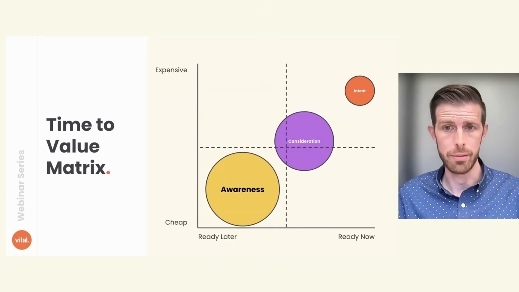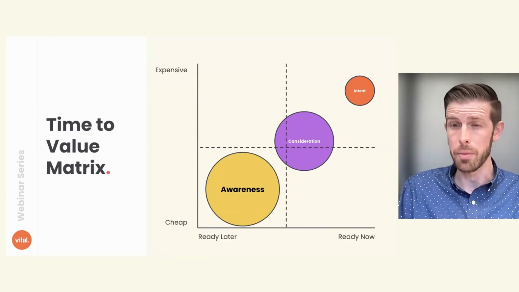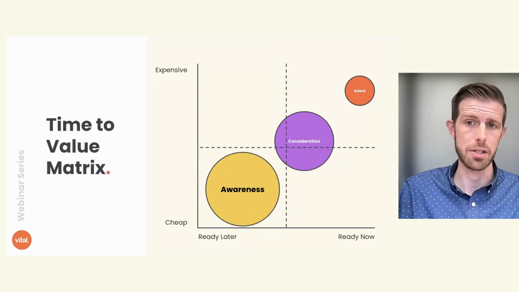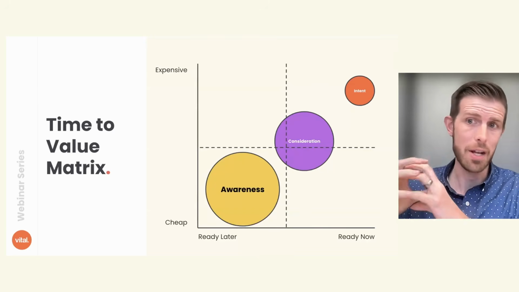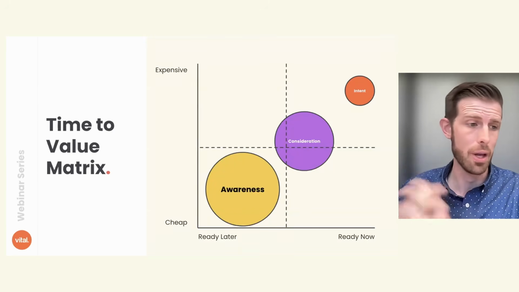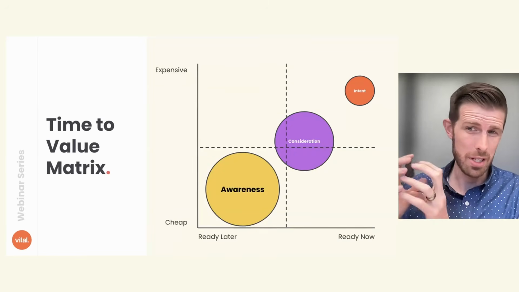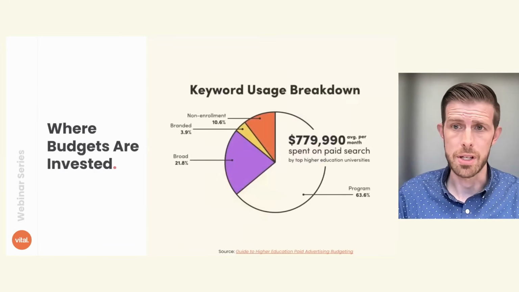Consideration, we're in the middle, right? A little bit more expensive, but they are a little bit closer to the intent stage where they're going to take a conversion action. And then the last one is intent. Those are the people who are ready now. They are ready to request info. They are ready to apply now. They are closer to the bottom of the funnel, but you can see that's the smallest circle. Everybody is fighting for the intent-based people all the way at the bottom of the funnel.